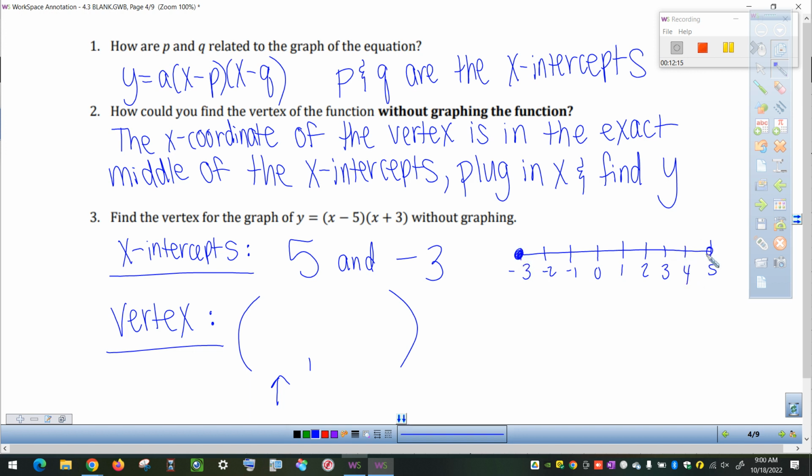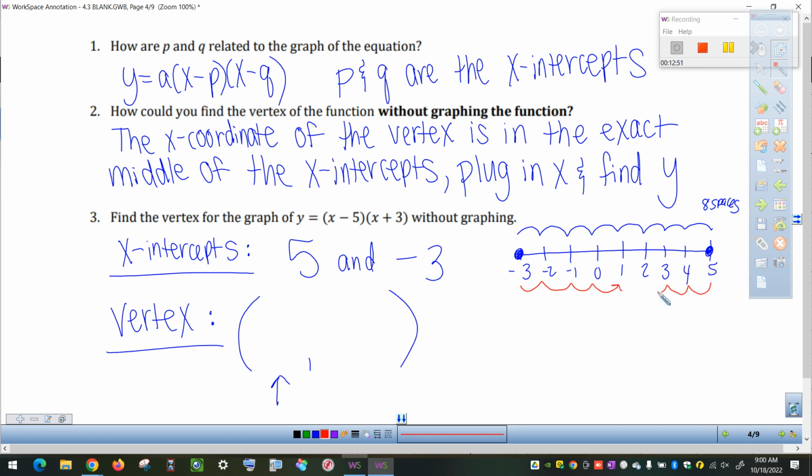Can you tell from this number line how many spaces are in between negative 3 and 5? All the way across, 8 spaces. Yes, but then Christopher, how many spaces would it be to get to the halfway point? 4. Yeah, 4, right, because we have 8 spaces, 1, 2, 3, 4, 5, 6, 7, 8. There's 8 spaces from one end to the other. So if we're trying to find the exact halfway, let's go 4 spaces in on either side.